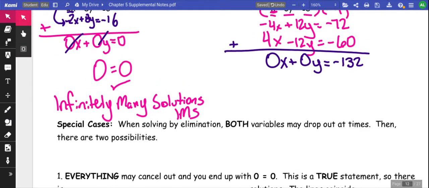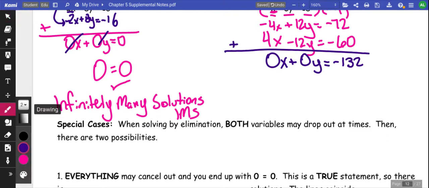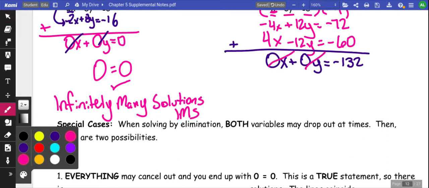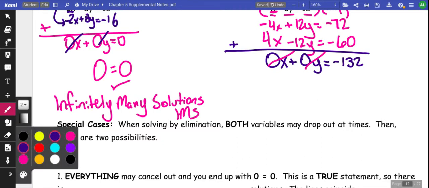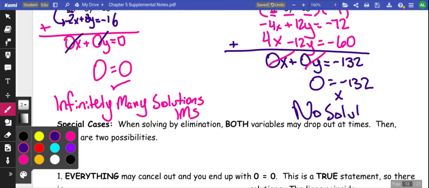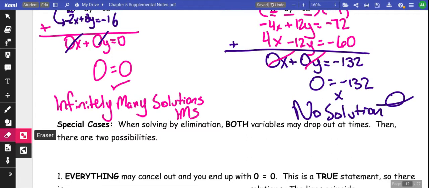So 0x, 0y, those two things cancel out to 0. So I can rewrite that as 0 is equal to -132, right? Which I know is not true, right? So I now have to say, okay, if it's not true, I know that means no solution. You can write a 0 with a line through it.